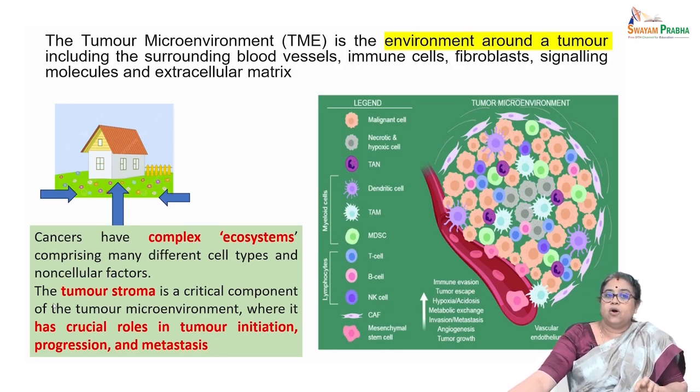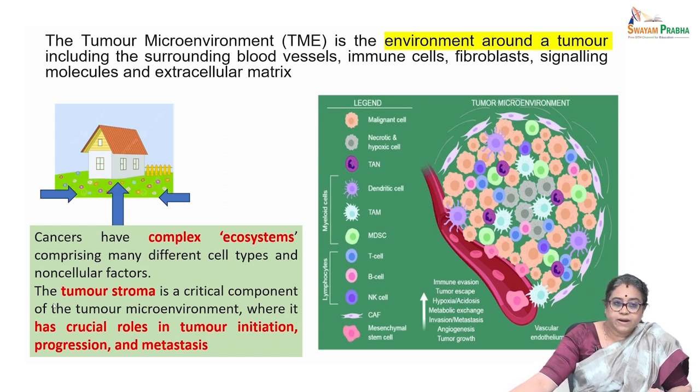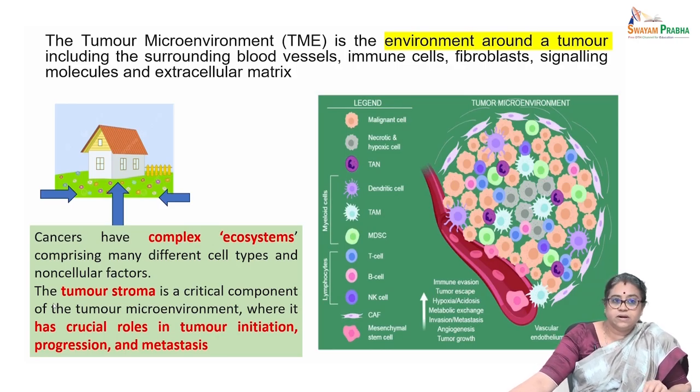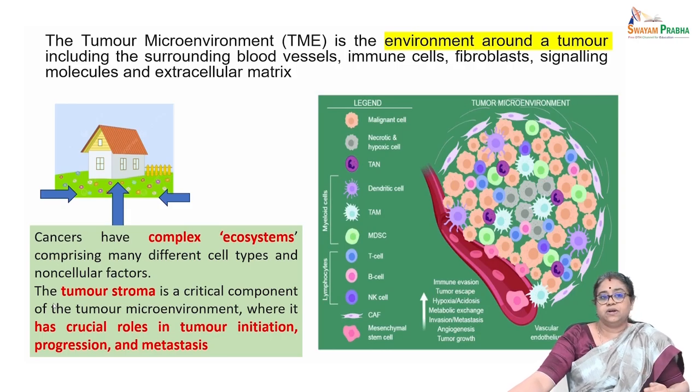Cancers have a very complex ecosystem, which comprises different cell types and non-cellular factors. This tumor microenvironment is otherwise called the tumor stroma. This tumor stroma is a critical component of the tumor microenvironment, and it has very crucial roles to play in tumor initiation, progression, and metastasis.